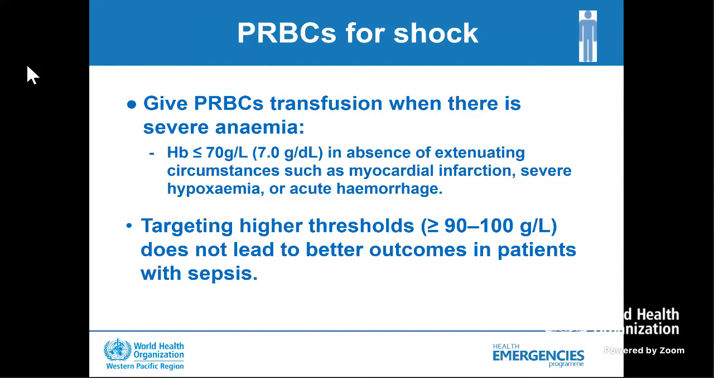Blood, packed red cells, should be given if there is severe anemia, which means a hemoglobin of less than 7 grams per deciliter. Giving blood to raise hemoglobin any higher than 7 grams per deciliter is not associated with better outcomes. And there are adverse effects with blood transfusions, such as increased infections, lung injury, and transfusion reactions. There are a few caveats, a few exceptions to the 7 grams per deciliter target. In cases such as severe hypoxemia, myocardial ischemia, or active bleeding, you could consider keeping a higher hemoglobin than 7 grams per deciliter.